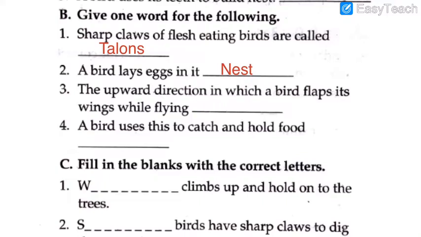The next question is number 3. The upward direction in which a bird flaps its wings while flying. So what is it called? What is that movement called when the bird flaps its wings in the upward direction to fly? Birds actually move their wings on both sides, upward and downward, to fly. But specifically when it moves its wings in the upward direction, what is that movement called?